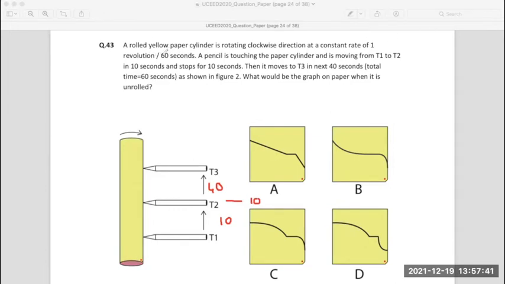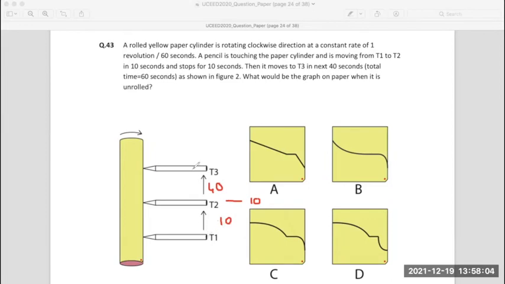1 revolution per 60 seconds. So in 60 seconds, it will be completing 1 revolution of the whole yellow paper. What would be the graph on the paper? Anybody wants to give a quick try? Remember, the key is how much distance it has moved in how much time.